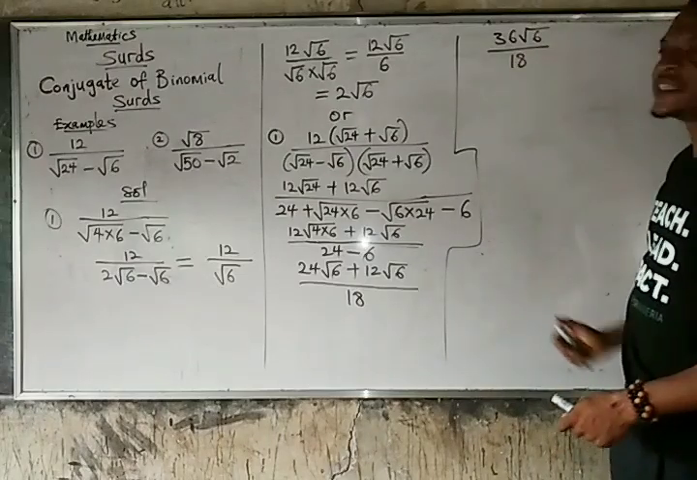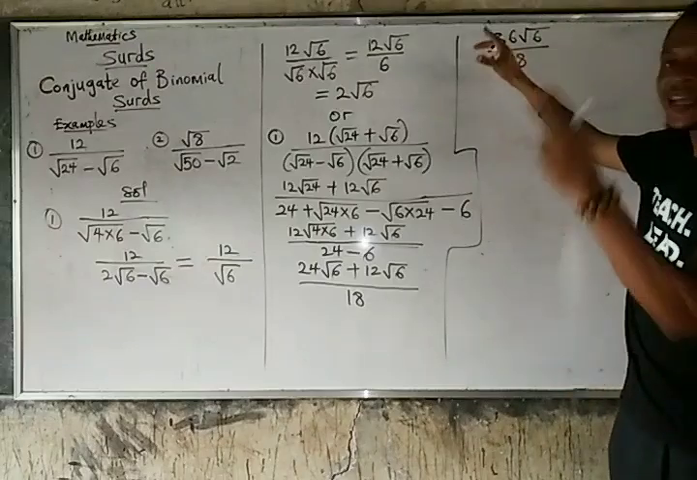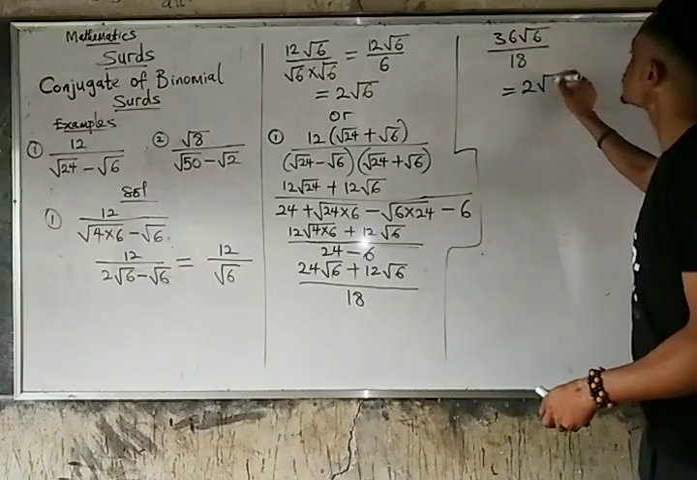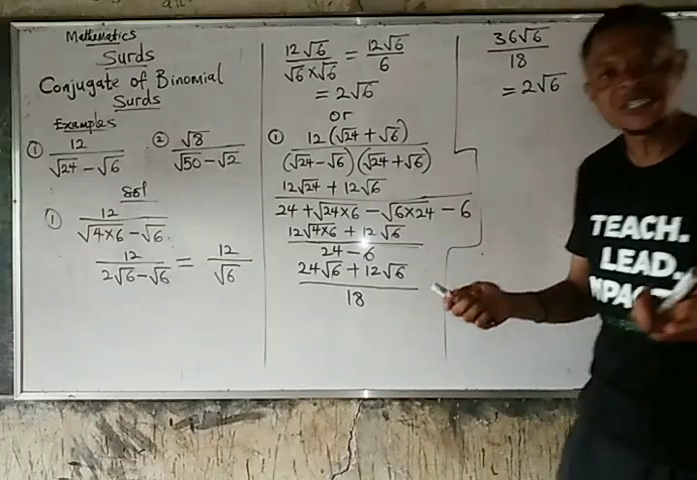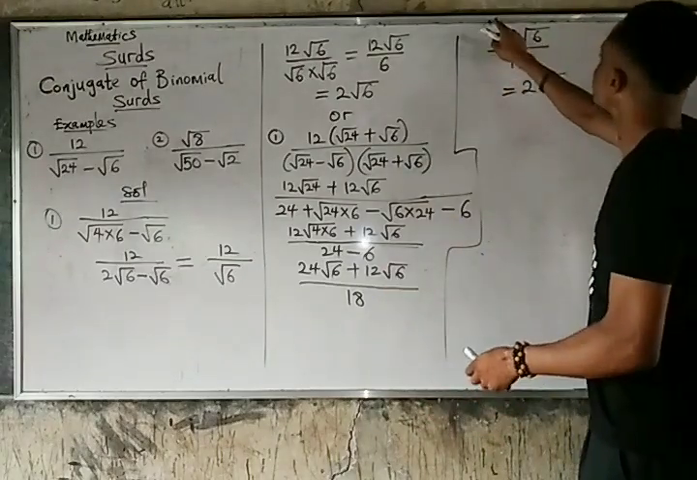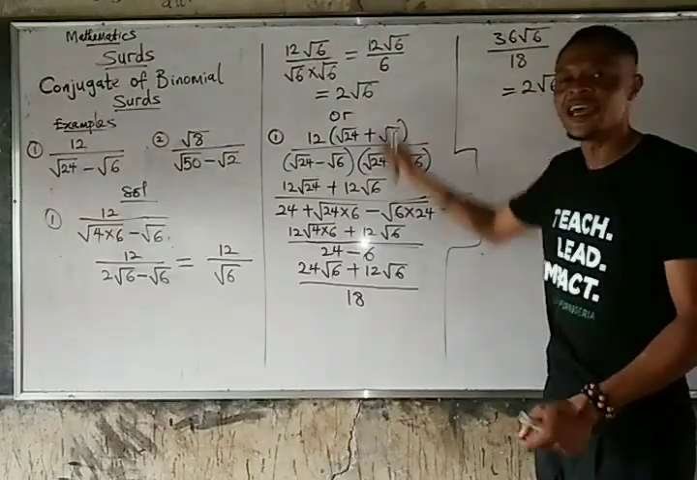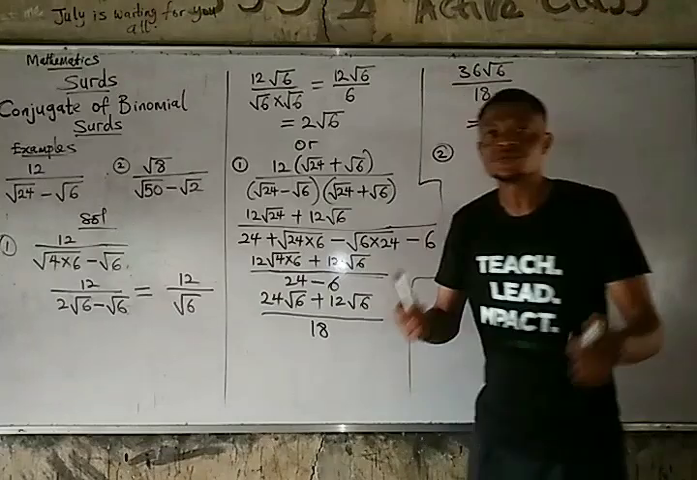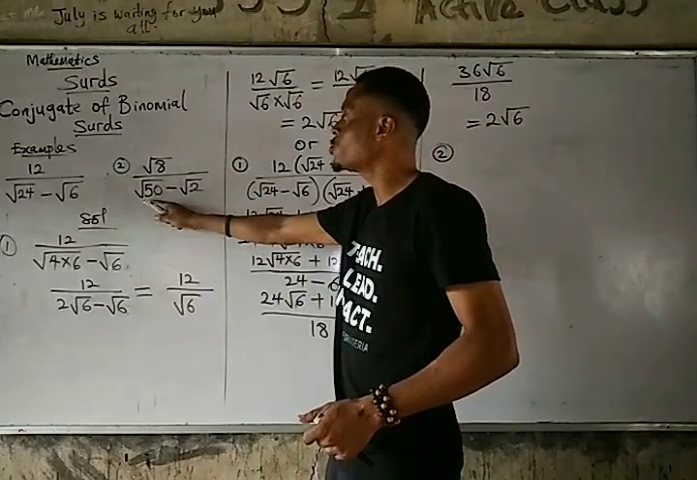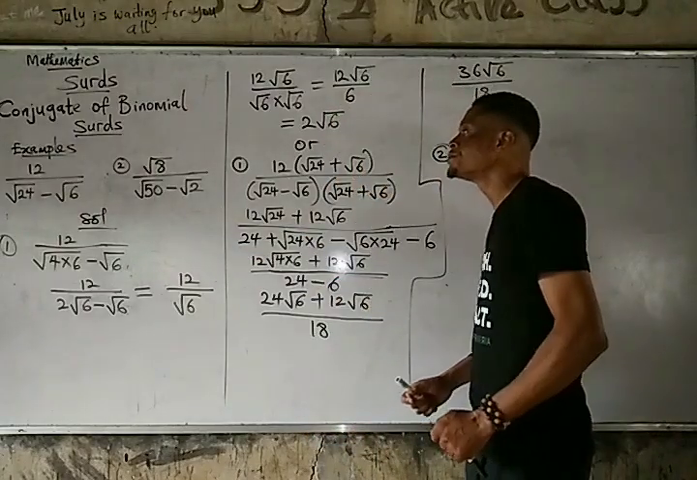By the time you cut this, 18 here, 18 here, we are left with 2 root 6. In case someone has missed something, 18 here 1, 18 here 2, we have 2 root 6. As you can see it here. Easy. So, to the second question, we have root 8 all over root 50 minus root 2.